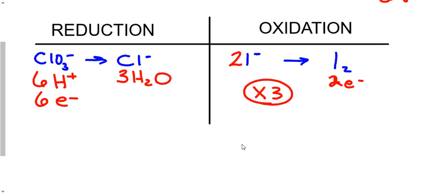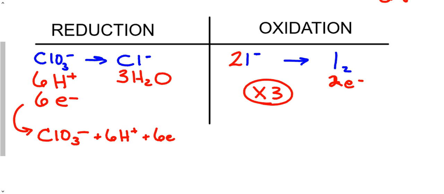So writing my reactions horizontally, I'm going to start with the reduction. It really doesn't matter. I have a ClO3 minus ion and 6 of the protons and 6 of the electrons on the reactant side. On the product side of the reaction, I've got a Cl minus and I've got 3 water molecules.